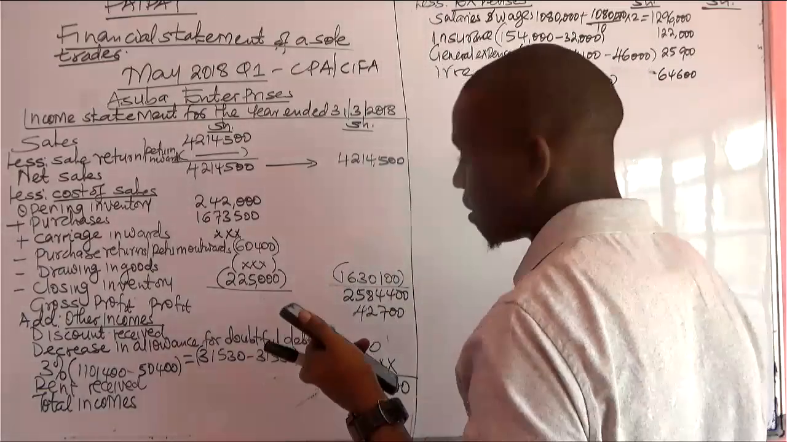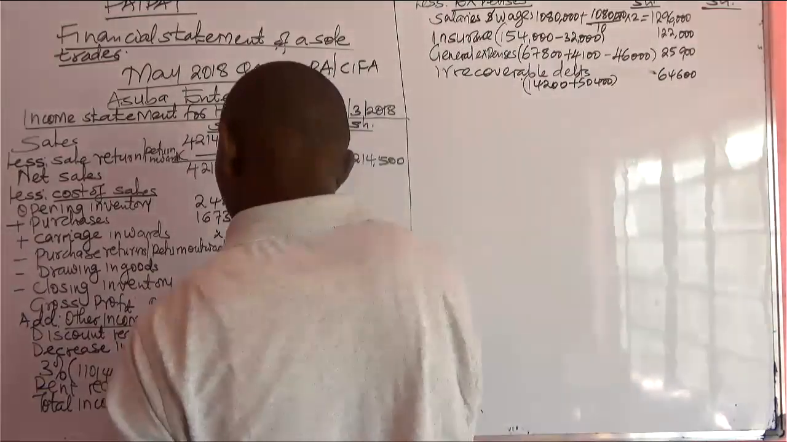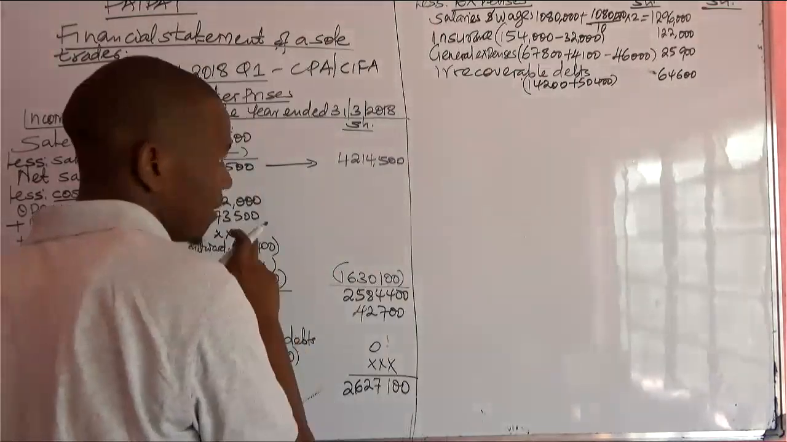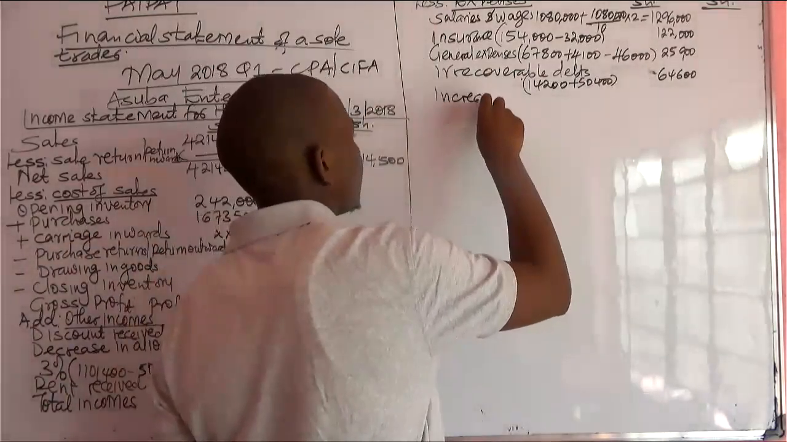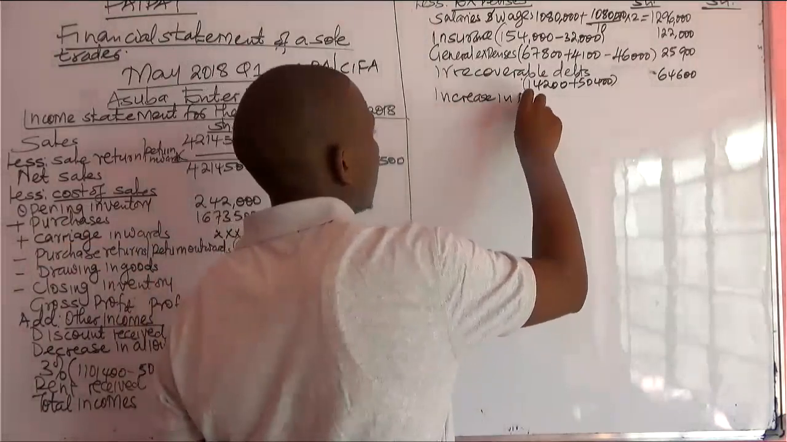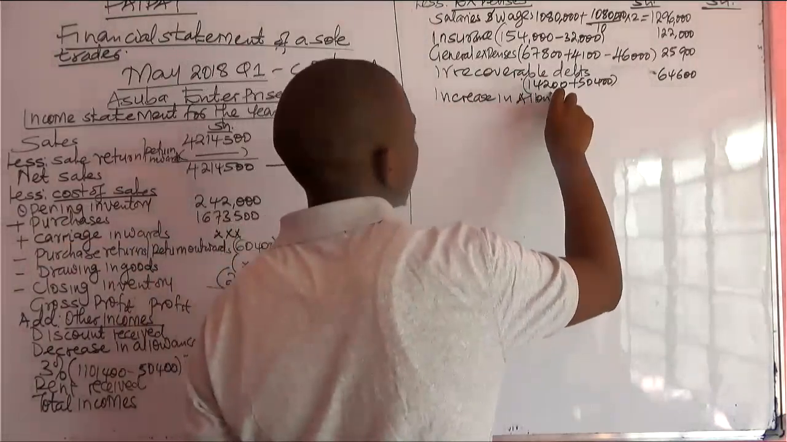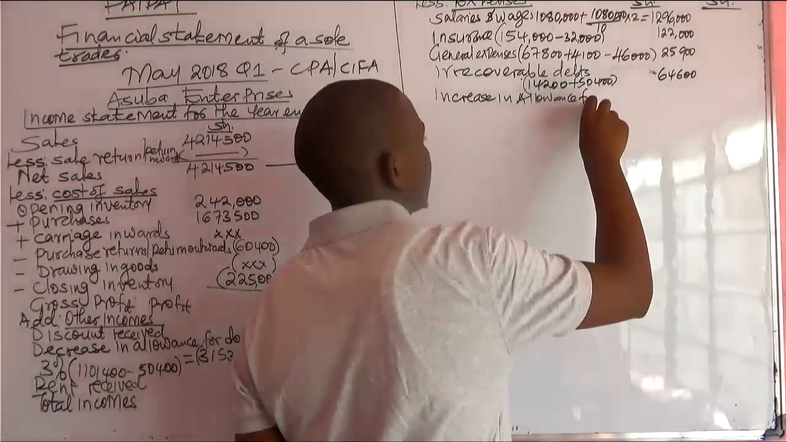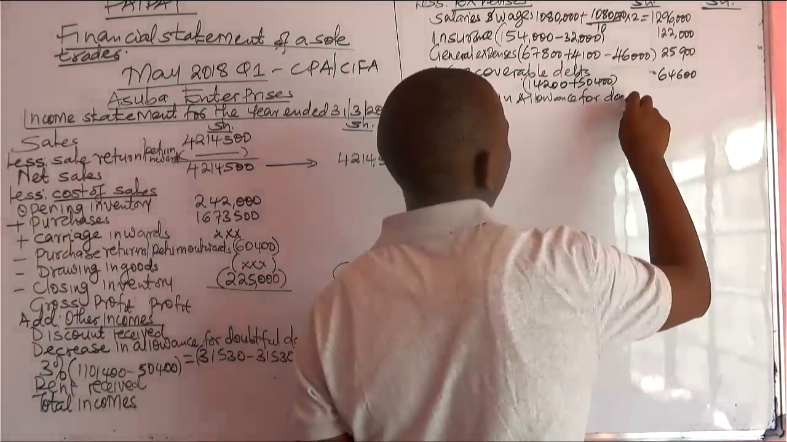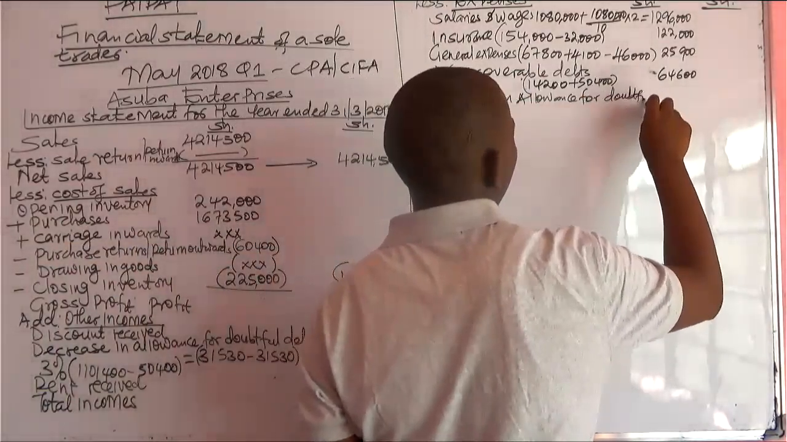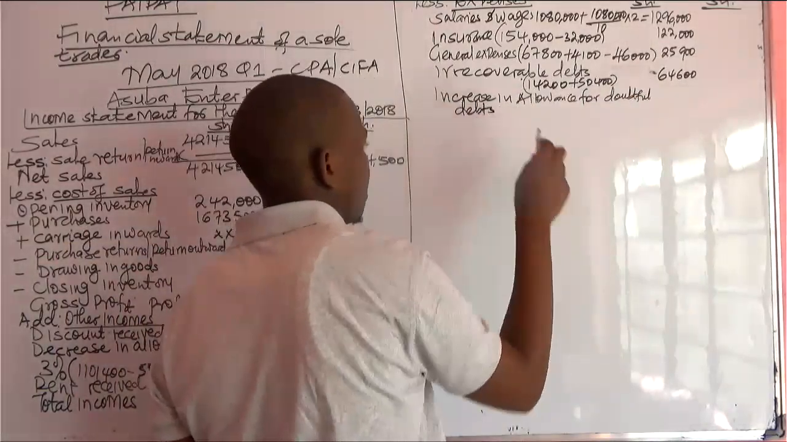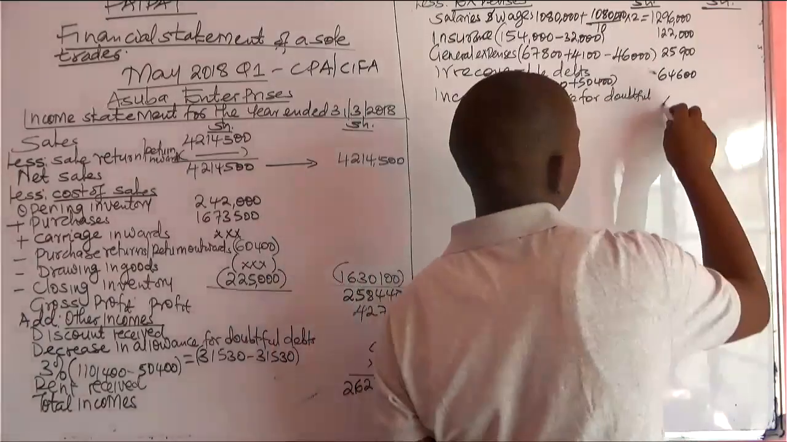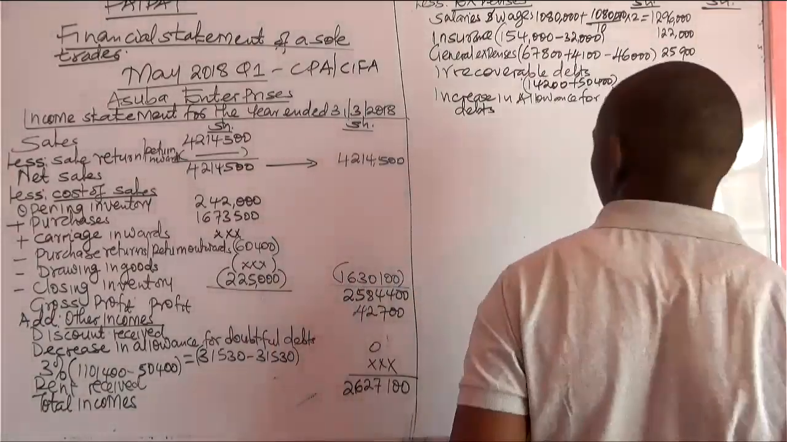64,600. Now, the decrease here, it was not an increase, neither was it an increase. But kama ingekuwa increase in allowance, in allowance for doubtful debts, unaiweka hapo. So in our case, we didn't have that. Now tuendele.